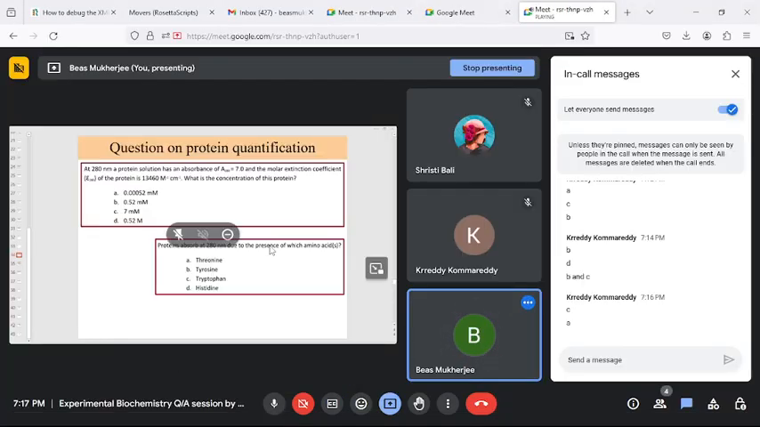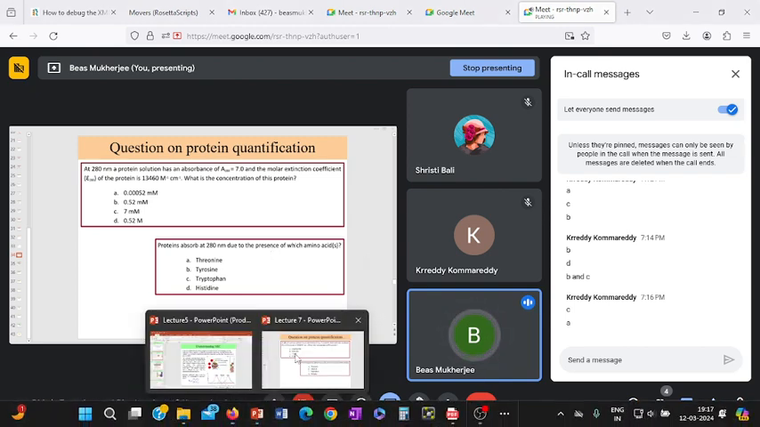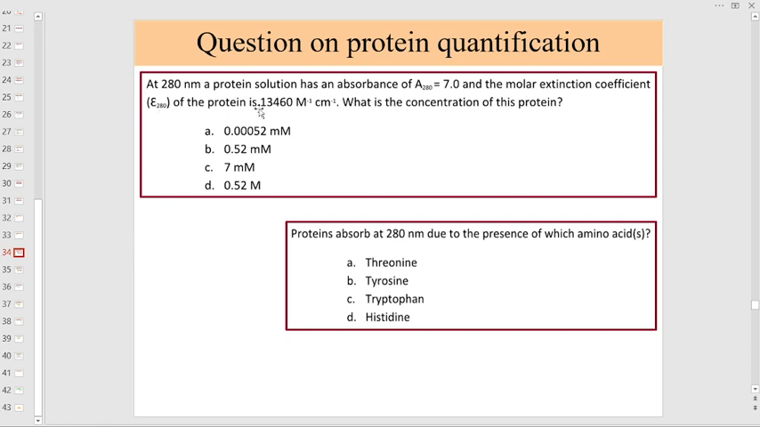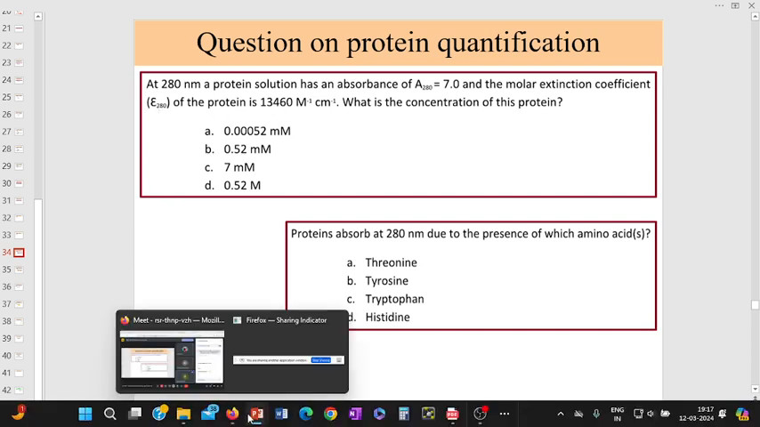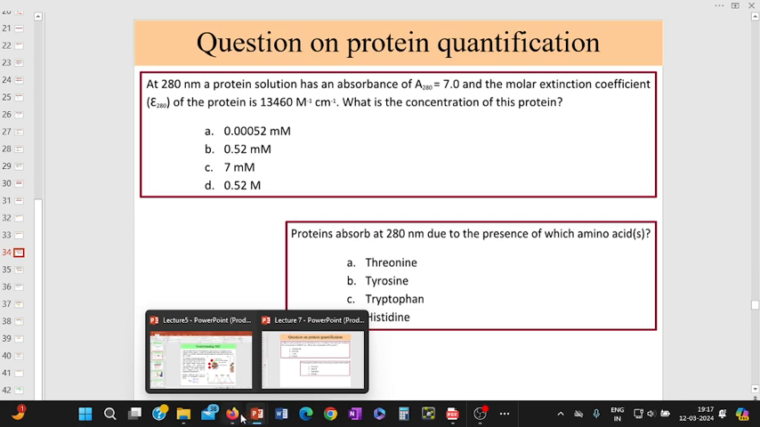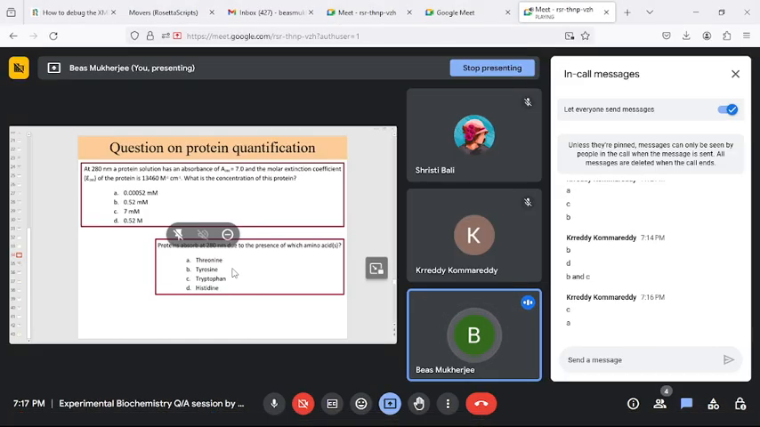Try to answer them. At 280 nanometers, a protein solution has an absorbance of A280 equal to 7, and the molar extinction coefficient E280 is given as 13460 mole inverse centimeter inverse. So what do you think is the concentration of the protein? For this you need to apply Beer-Lambert's law, and you are going to get Beer-Lambert's law questions in your exams, with 100% surety.